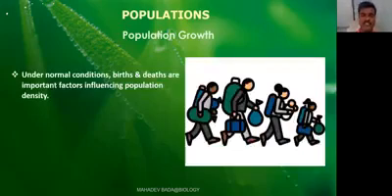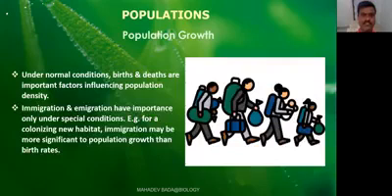Under normal conditions, births and deaths are the important factors influencing population density. Immigration and emigration have importance only under special conditions. Usually, births and deaths are the factors that are responsible for the population density. In some cases, immigration and emigration also make a difference in the population. So they also have importance.